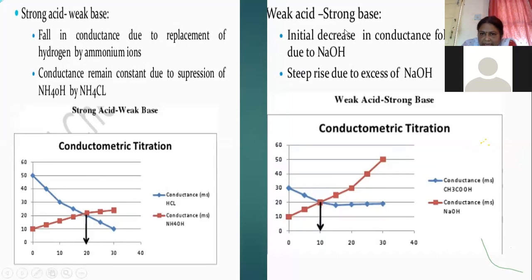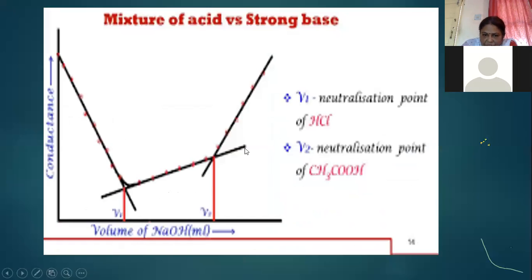Similarly, for weak acid and strong base, since the weak acid conductance is very low, it starts from a low point and decreases very slowly, but since the strong base is present, again we get a sharp increase here. So this is the behavior of the titration curves for all four kinds of acid base titrations.